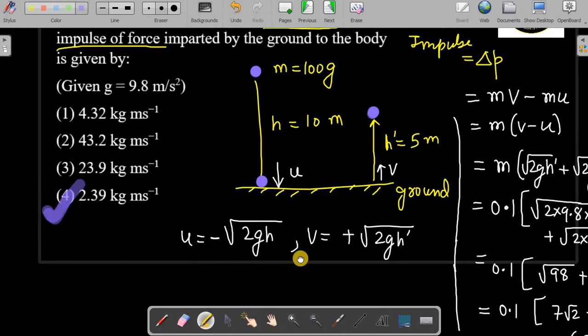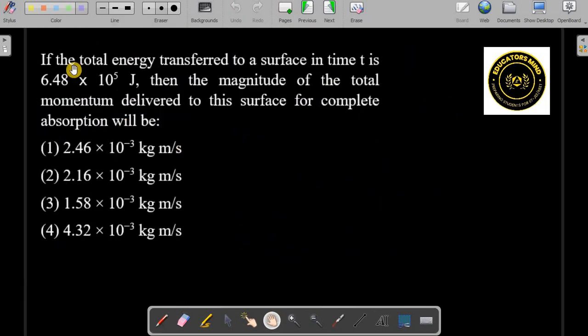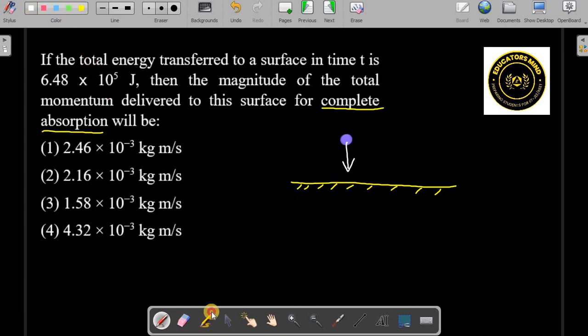Let's go to the next question. If the total energy transferred to a surface in time t is this much joule, then find the magnitude of the total momentum delivered to the surface for complete absorption. I think this question is talking about photons basically, or light radiations which are falling. So suppose there are some photons. Photons means particles of light, and these photons are falling on the surface.